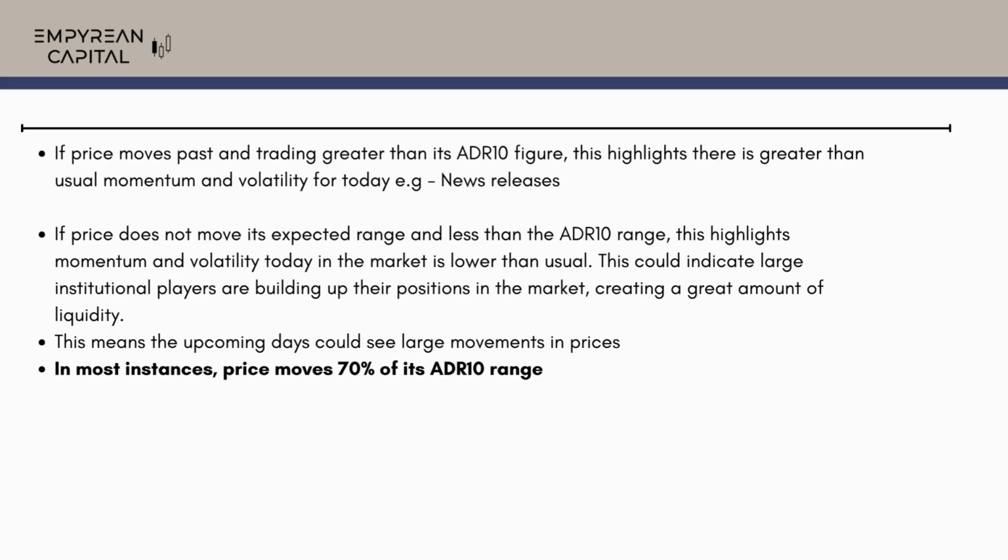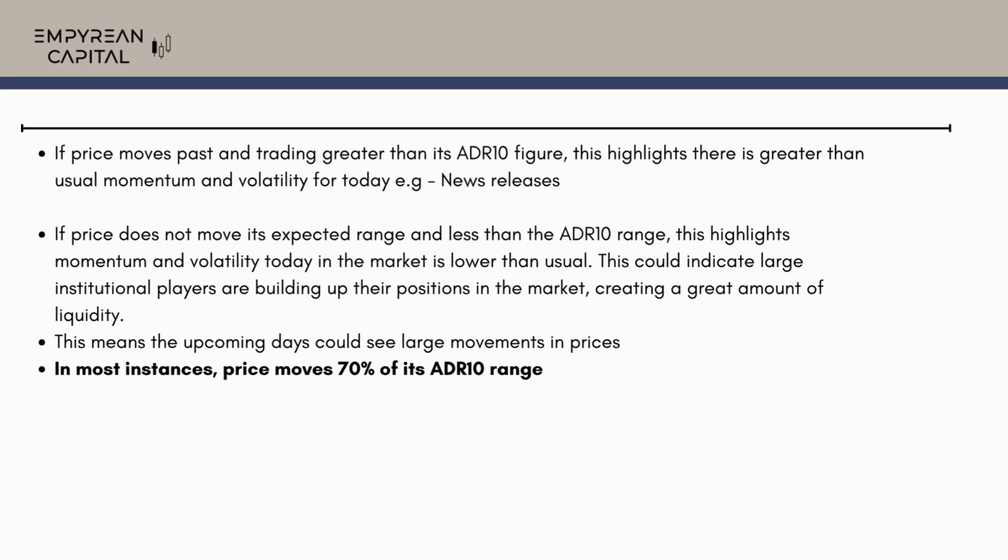Now, if price moves past and is trading greater than its ADR10 figure, this highlights there is greater than usual momentum and volatility for today, for example, news releases. And what I mean is, for example, if the ADR10 figure is 80 pips and price is currently trading past its expected range, for instance, the distance between today's low and today's high is 100 pips, this indicates greater than usual momentum and volatility, which could be driven by news releases and other events.